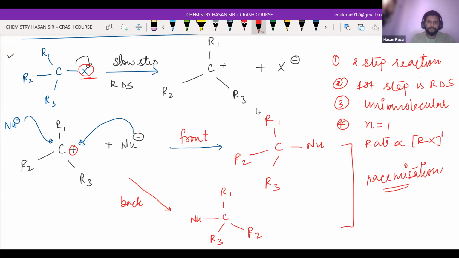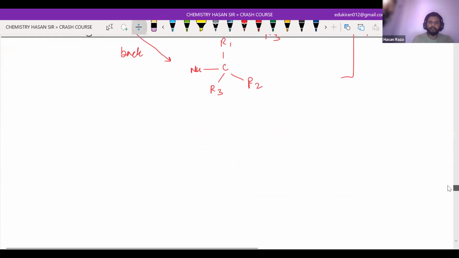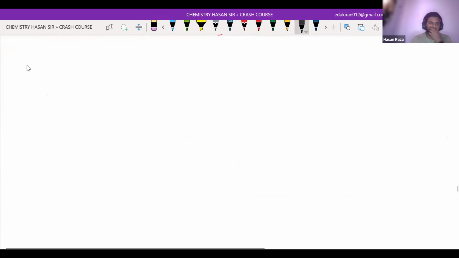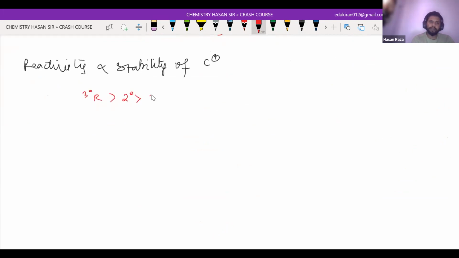Yes, sir. Okay. Now, reactivity. When we talk about reactivity in SN1, it is directly proportional to, since formation of carbocation took place, the stability of carbocation. And we know that the stability of carbocation is 3-degree alkyl halide, then 2-degree alkyl halide, then 1-degree alkyl halide, then CH3. Then comes your next topic, the leaving group.